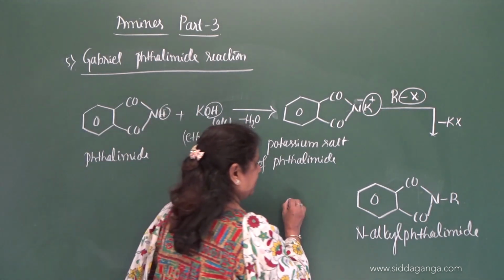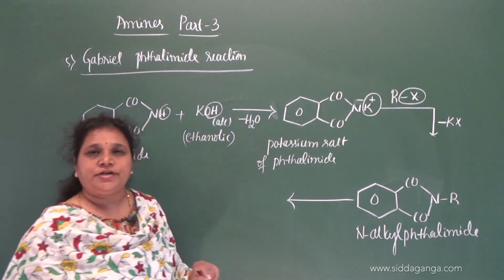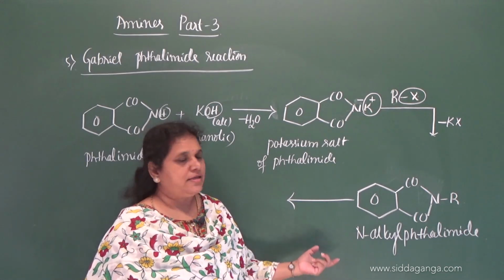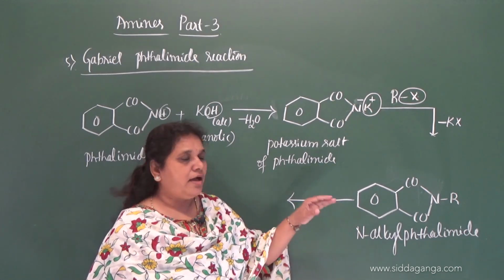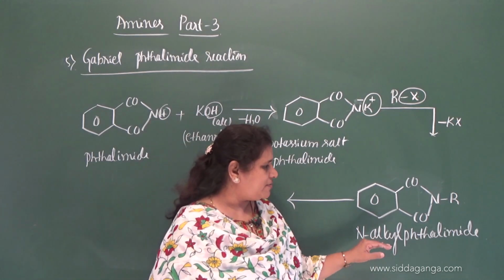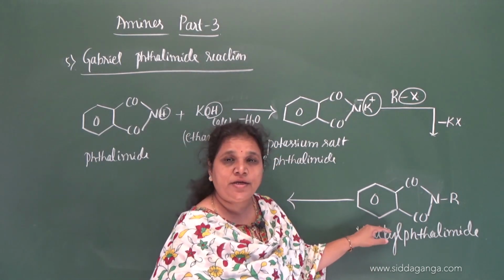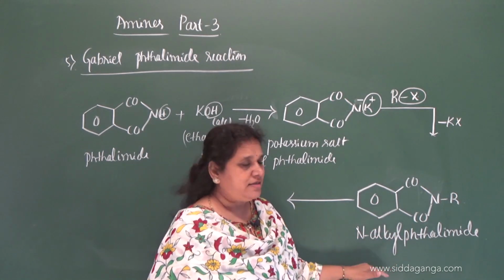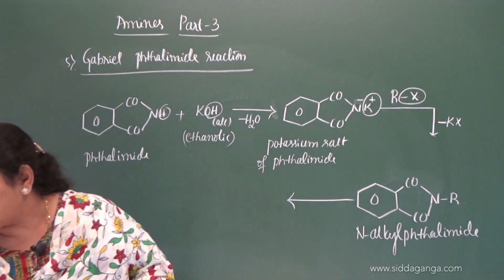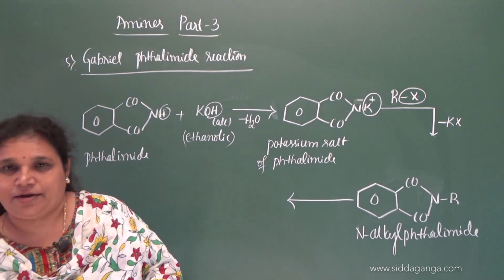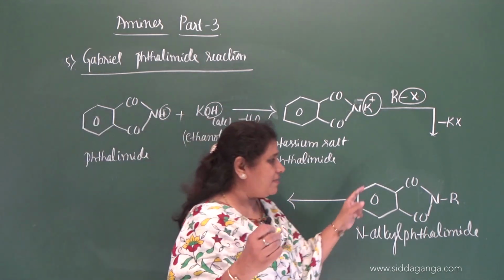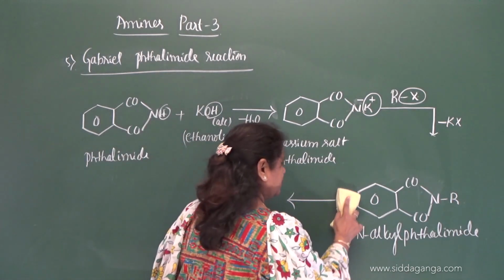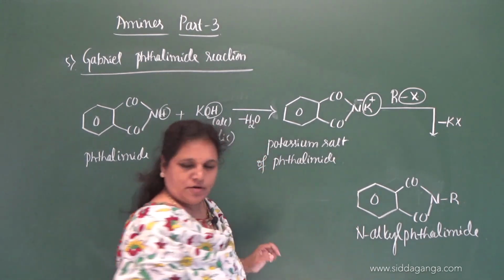The N-alkyl phthalimide formed is subjected to alkali hydrolysis by using a strong base like NaOH. Acid hydrolysis does not take place here because phthalimide is a derivative of phthalic acid, which is acidic. Therefore we need to go with alkali hydrolysis, using sodium hydroxide.